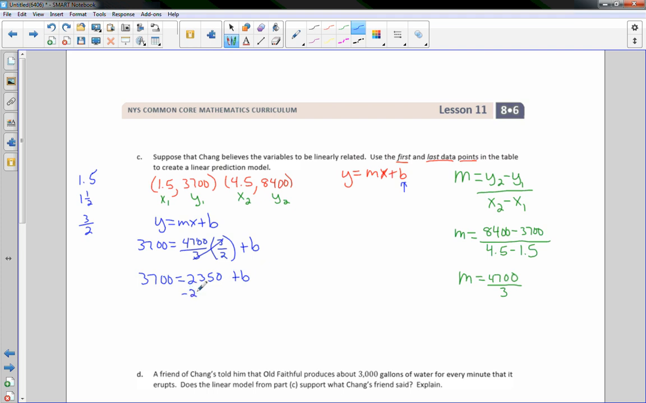To get b by itself, I subtract 2,350 from both sides. So when I do that, these cancel. I get b, and this is 0. 7 minus 1 is 6, because I'm going to borrow here. 10 minus 5 is 5. 6 minus 3 is 3, and 3 minus 2 is 1. So there's my b. So my final answer is going to be y equals m, 4,700 over 3, times x, plus my b of 1,350.